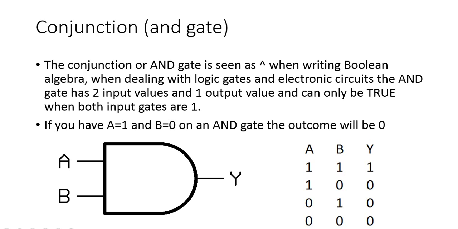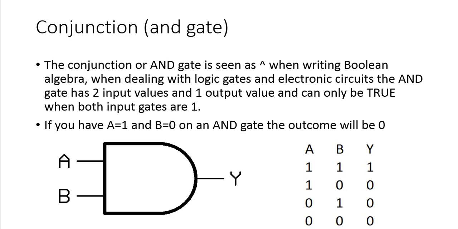So with an AND gate, for the output to be 1, both A and B have to be true, both of them have to be 1. So if you have A equals 1 and B equals 0 on an AND gate, the output will be 0. And as you can see on the table to the right, the truth table, you have A, B, Y. Y is the output and A and B are just the input values. On the first one we have A is 1 and B is 1, then Y equals 1. This is because for the AND gate output to be true, both of the input values have to be 1 or true.